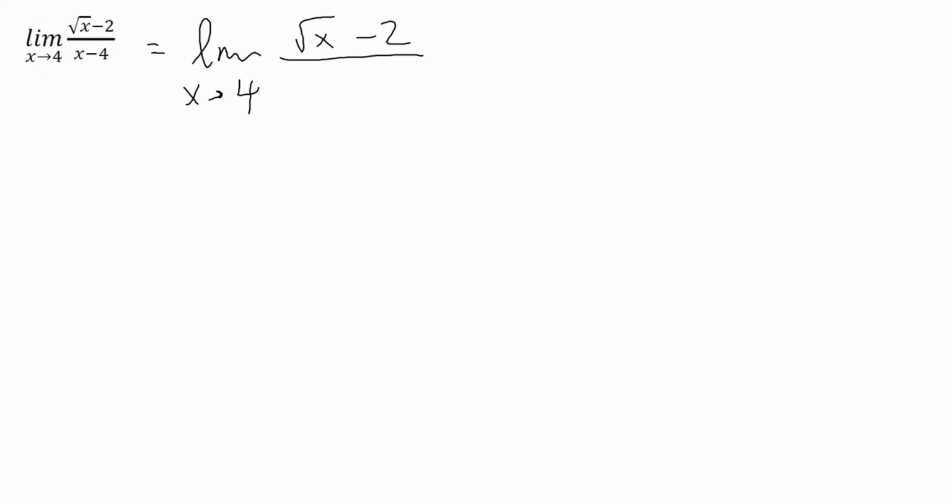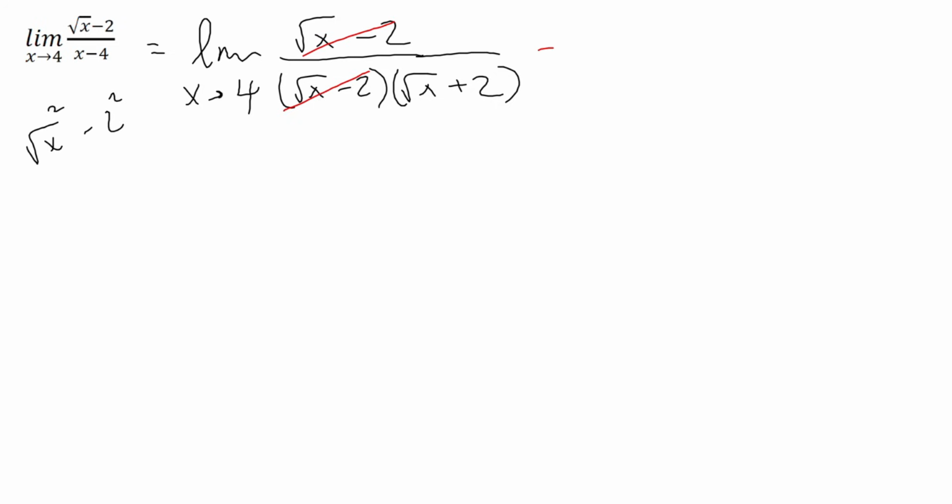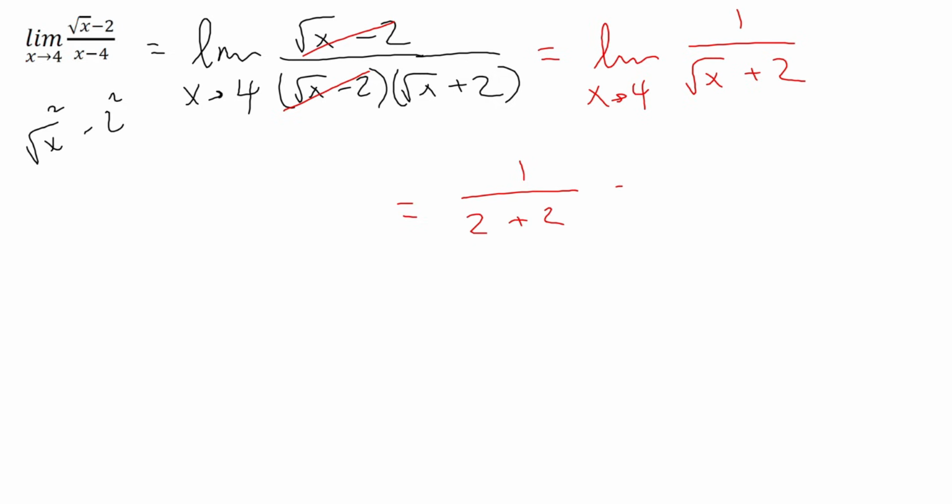Right? And x minus 4 is just a difference of squares, right? It's root x squared minus 2 squared. So I could write it as root x minus 2 and root x plus 2. Well, that allows me to cancel the root x minus 2's, giving me a limit as x approaches 4 of 1 over root x plus 2, which is 1 over the square root of 4, which is 2, plus 2, which gives us 1 over 4. And if you'd use L'Hopital's rule, you'd end up with the same exact thing.